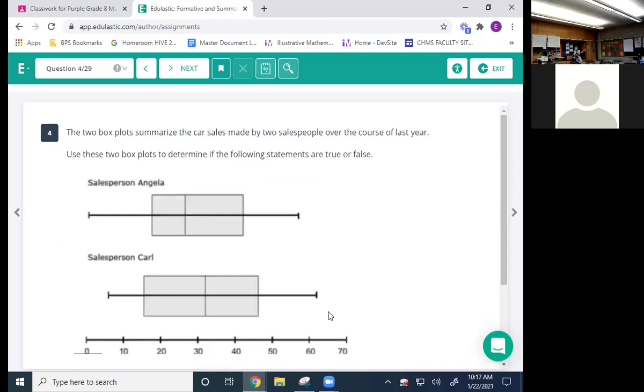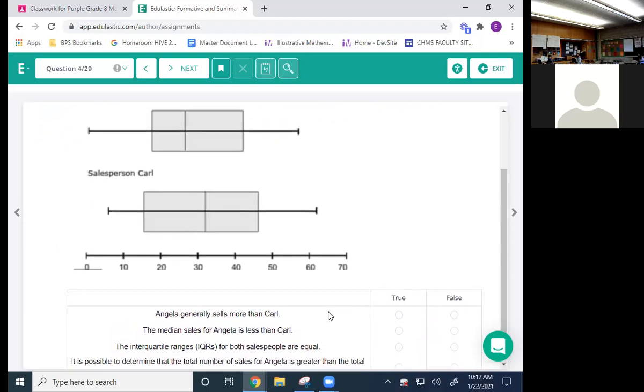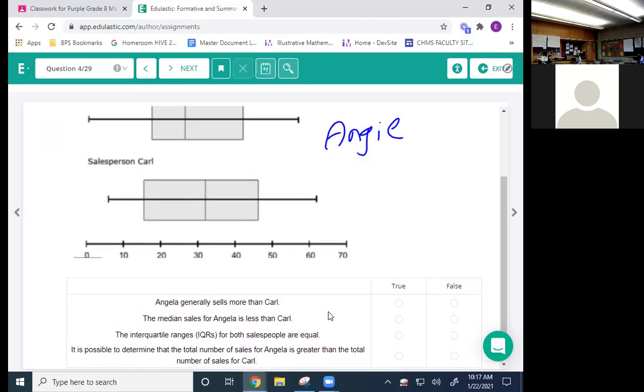Okay. So on this one, I'm going to go through 4, and I'm not going to go through 5, because the questions on the quiz or the midterm that look like this follow this pattern more closely, where we're looking at 2 box and whiskers, and we need to determine if the statements said about them are true or false. So if we scroll down and look at our 4 statements here, this is Angela. I'm just going to write Angela here. Angie. Okay, so we're talking about Angie and Carl, and we need to determine if these statements are true or false.